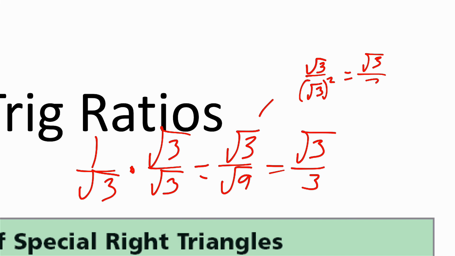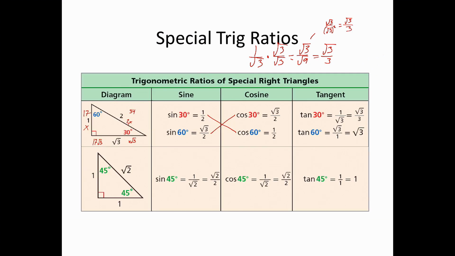Is still the square root of 3 over 3. Regardless of how you do it, you end up with the square root of 3 over 3. Again, we're trying to avoid irrational numbers in our denominator. So I skipped over the tangent.